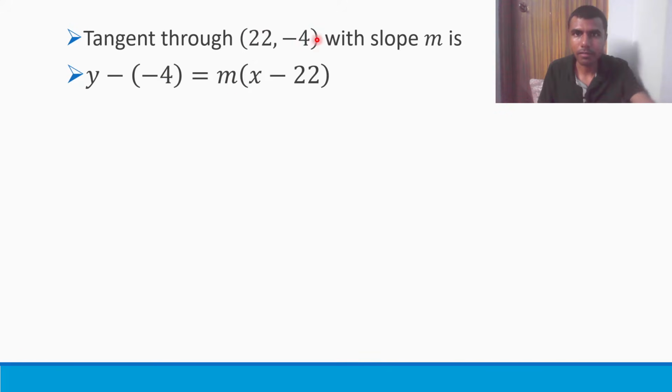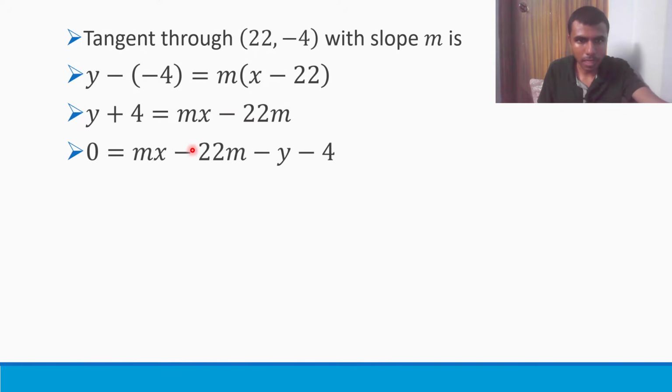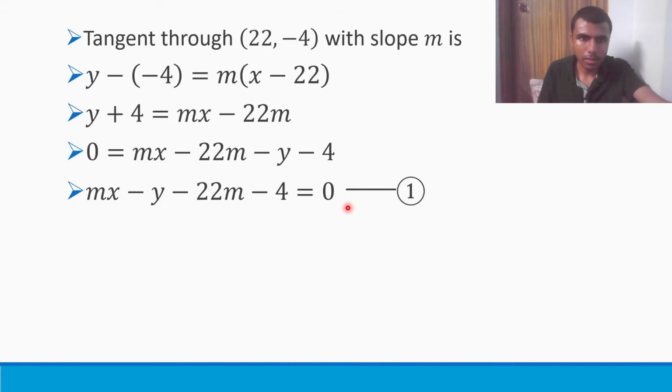The basic formula, right? y minus y1 is equal to m into x minus x1. Straight line equation: y minus of minus 4 equal to m into x minus 22. Now, y plus 4 is going to be mx minus 22m. Get all of this to the RHS. So, mx minus 22m minus y minus 4 equal to 0. Rearrange the terms: mx minus y minus 22m minus 4 equal to 0. Mark it as equation 1.